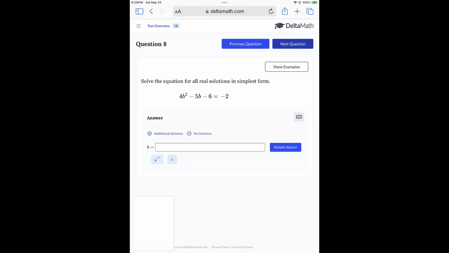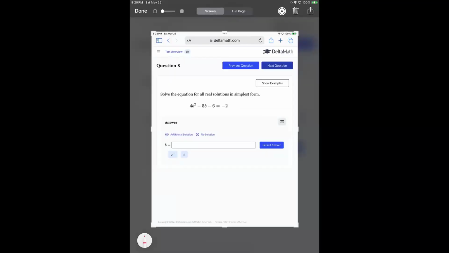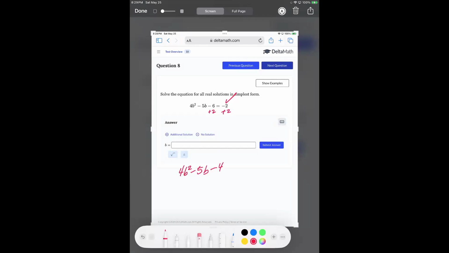All right, so now this is not equal to 0, so I got to get that -2 to the other side. And the way I move it to the other side is I add it, and I'm going to be adding it to the constants since they both are constants. And so we're going to have 4b squared minus 5b minus 4. So a -6 plus 2 is a -4 equals 0. Now the A term is 4, the B term is a -5, the C term is a -4. That's what I'm going to store, and then I'm just going to see what we got.